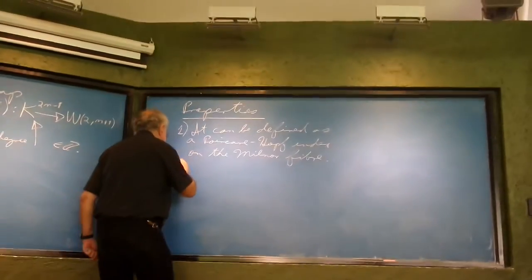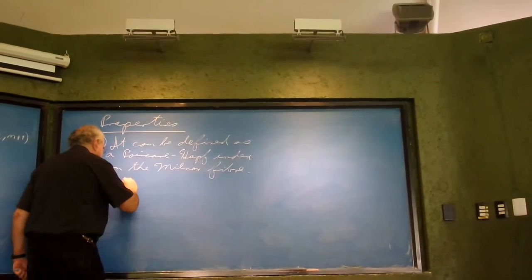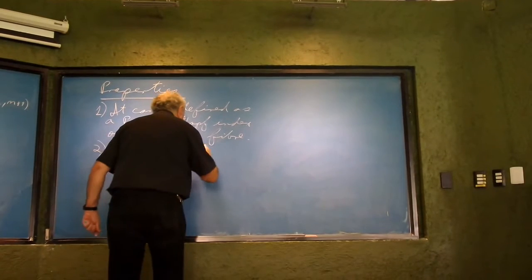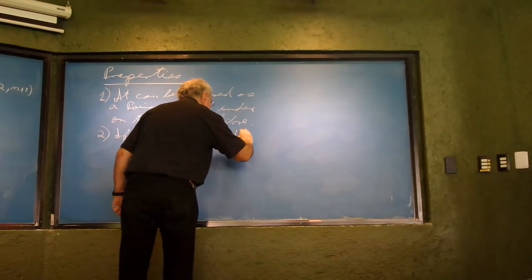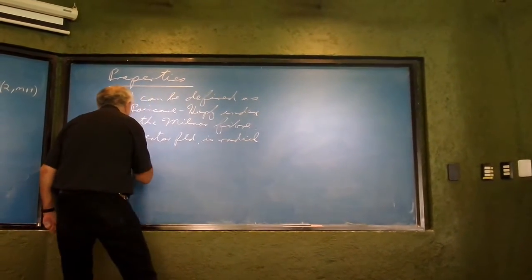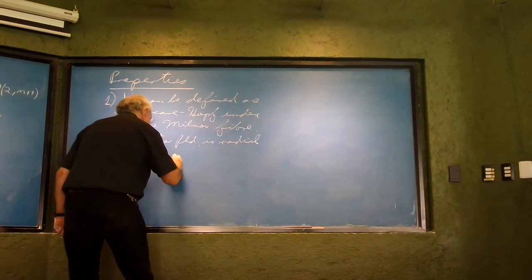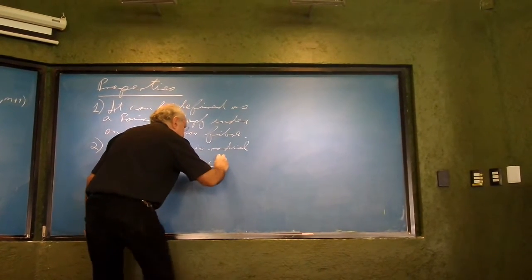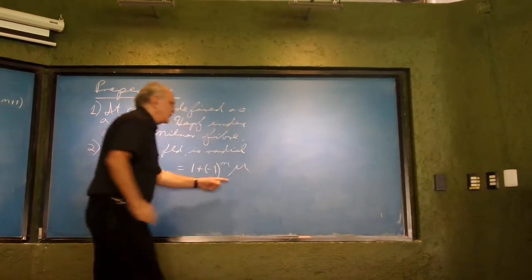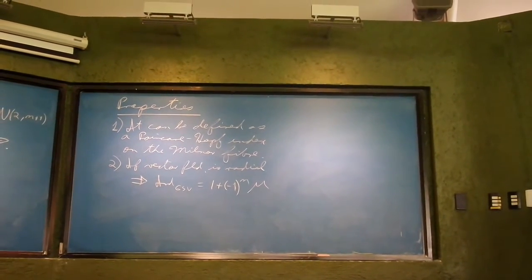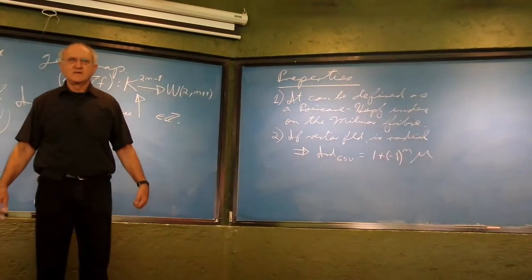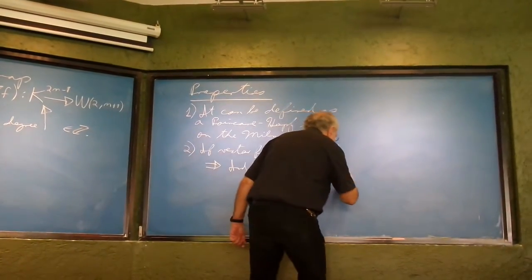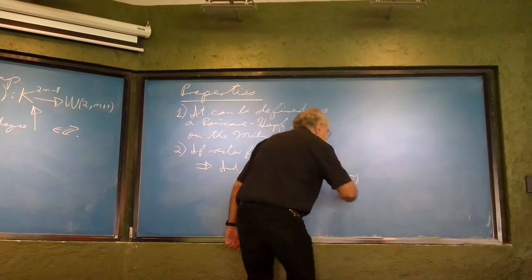A second property. If the vector field is a gradient, this implies its GSV index is 1 plus (-1)^n times mu. Mu is the Milnor number that Mutsuo mentioned this morning. Okay? And why is that? Well, because this is the Euler characteristic of the Milnor fiber.